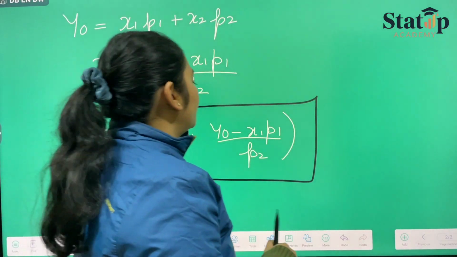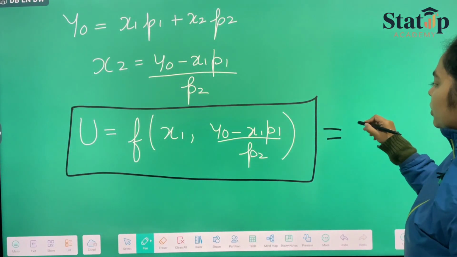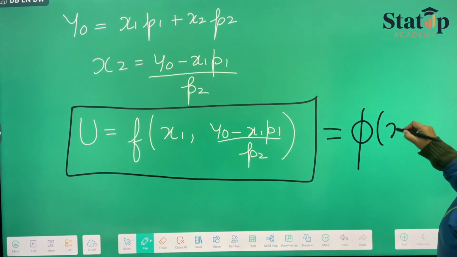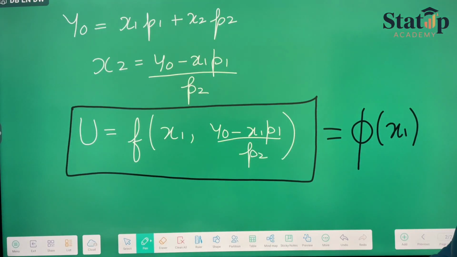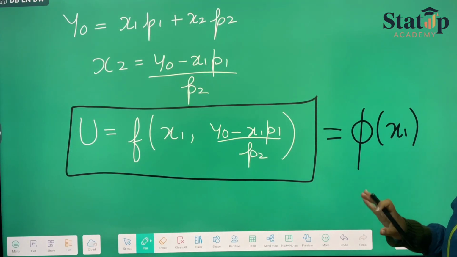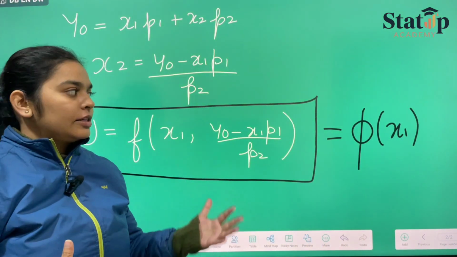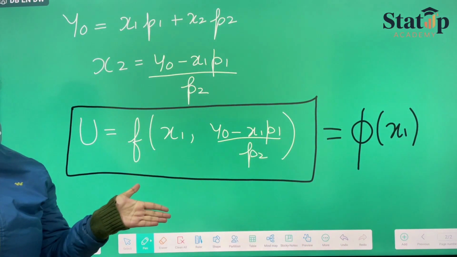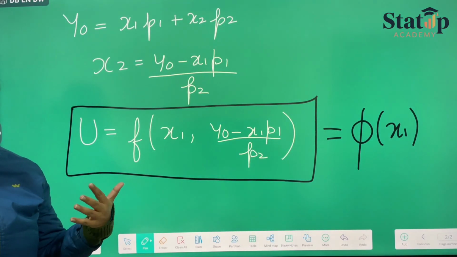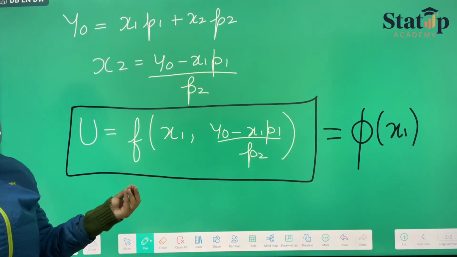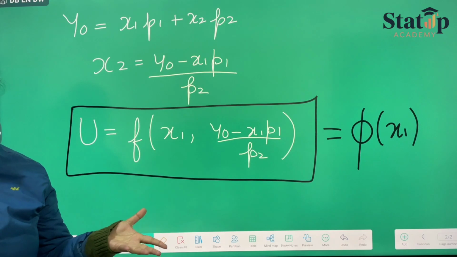It becomes a utility function which can be referred to as a function of x1, and here we are denoting the function as phi instead of f. So this can be written as phi of x1. Now we have to maximize this utility function phi x1, so that our x1 and x2 we'll get from it.